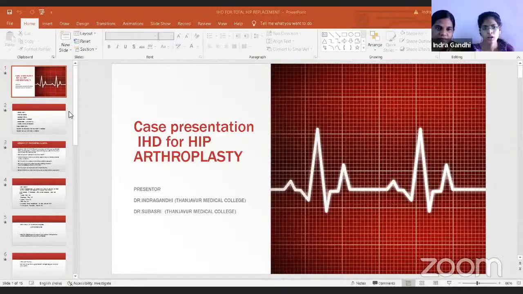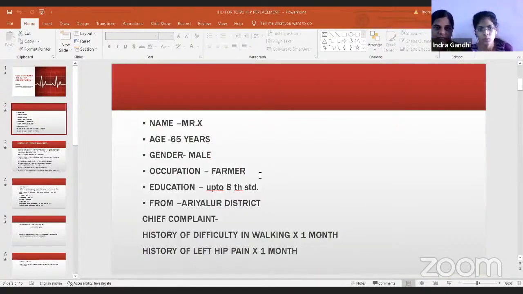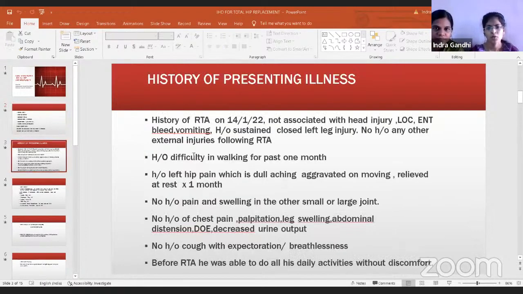Very good morning to everyone. I'm going to present a case on ischemic heart disease for total hip replacement. A 65-year-old male, farmer by occupation, coming from Ariyalur district, presented with the chief complaint of difficulty in walking for 1 month and left hip pain for 1 month. History of presenting illness: history of RTA on 14/1/2022, not associated with head injury, loss of consciousness, ear, nose, throat bleeding, or vomiting, and history of sustained closed left leg injury, no history of any other external injury following the road traffic accident.